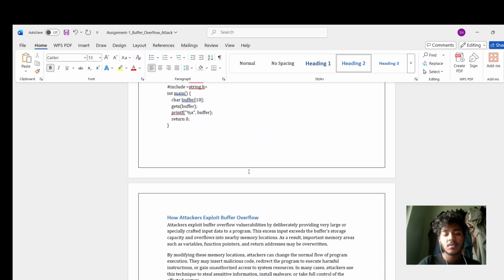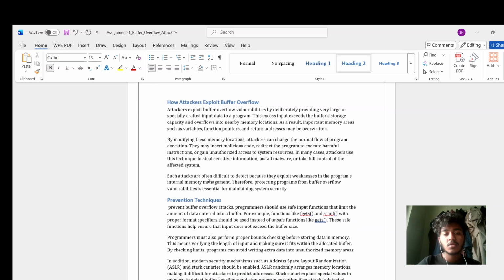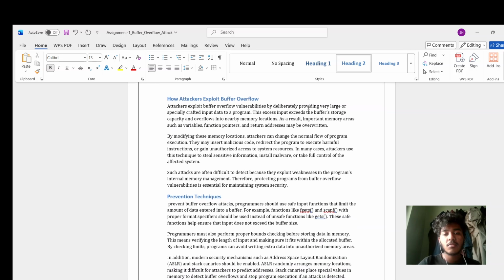How attackers exploit buffer overflow. Attackers exploit buffer overflow vulnerabilities by deliberately providing very large or specially crafted input data to a program. This excess input exceeds the buffer's storage capacity and overflows into nearby memory locations. As a result, important memory areas such as variables, function pointers, and return addresses may be overwritten.